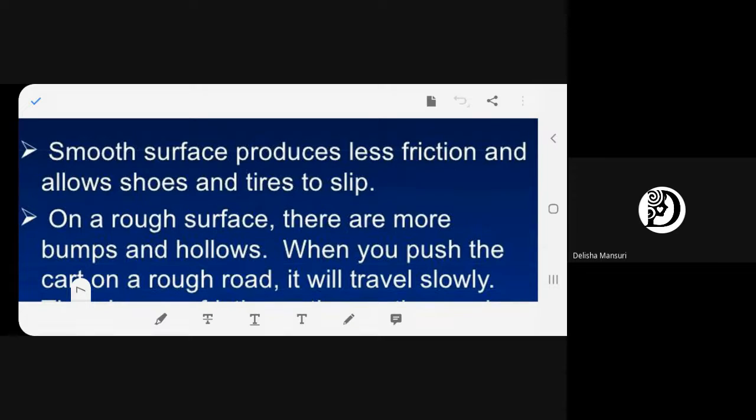Since on a smooth surface there is less friction, what happens to shoes and tires? They slip, because it is smooth. Our shoes, if we run fast, we may even fall, isn't it? And the tires of cars and vehicles, even they can skid, they can slip. Some people say, oh, the car slipped and it met with an accident.